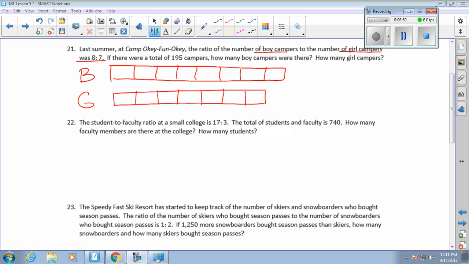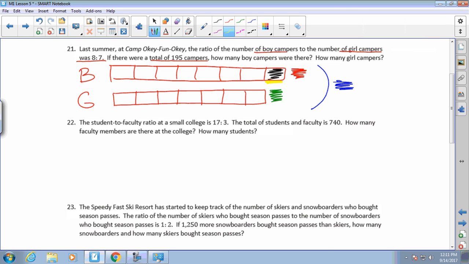All right. So they then tell us there were a total of 195 campers. So where would I put that information? Let me give you some choices. We'll go right here. Would it go there? Would it go there? Would it go here? Would it go here? Or in yellow, would it go here? Who can tell me where I would put the 195?